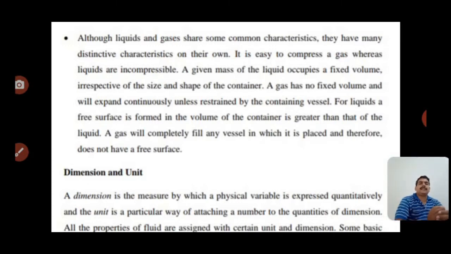Although liquids and gases are types of fluids, and they share some common characteristics, they have many distinctive characteristics of their own. It is easy to compress a gas, whereas liquids are incompressible. That is the property of liquid. In the gaseous state, it is compressible.